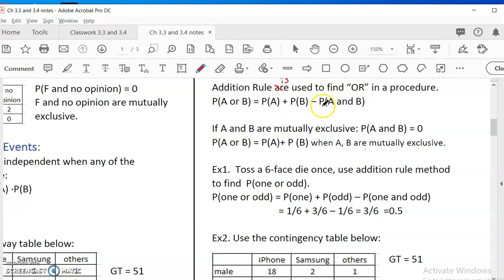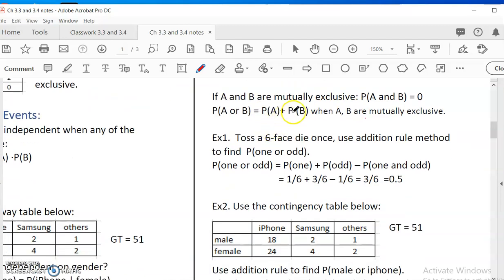Now, you can see in this formula, if probability of A and B is 0, meaning A and B are mutually exclusive, I don't need to subtract a 0. So probability of A or B is just probability of A plus probability of B if A and B are mutually exclusive. So this is a good addition rule to use if you know A and B cannot happen together. You would just add each individual one together.